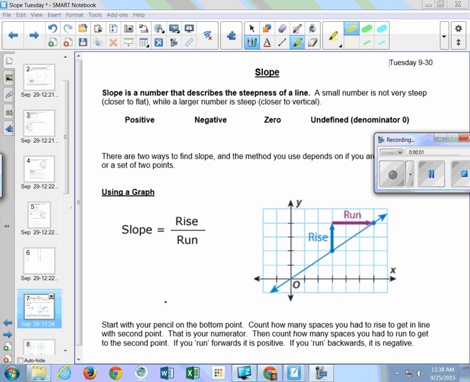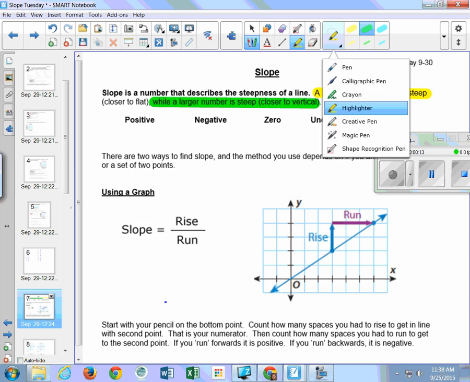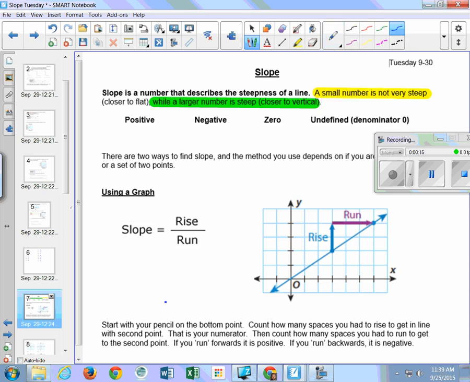Slope is a number that describes the steepness of a line. A small number is not very steep, while a larger number is steep. So numbers like fractions, those are going to be your small numbers, like 1/2, 3/4, things like that. Your larger numbers are going to be more than 1: 2, 4, 5, things like that, and greater.